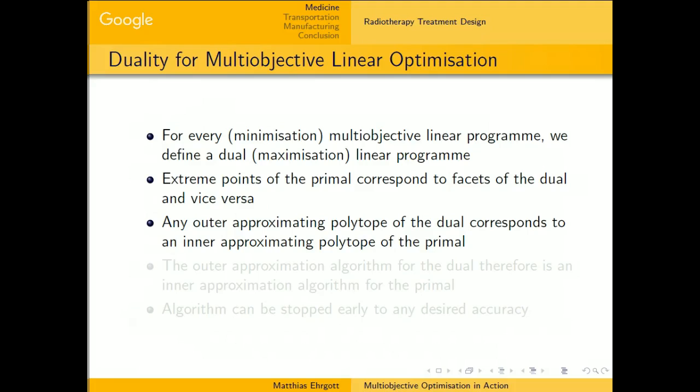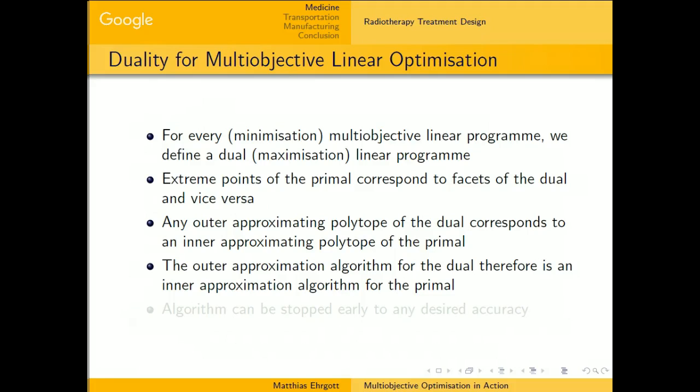This algorithm, because of the relationship between the primal and the dual, also does something with the dual problem, and it becomes an inner approximation of the dual problem.